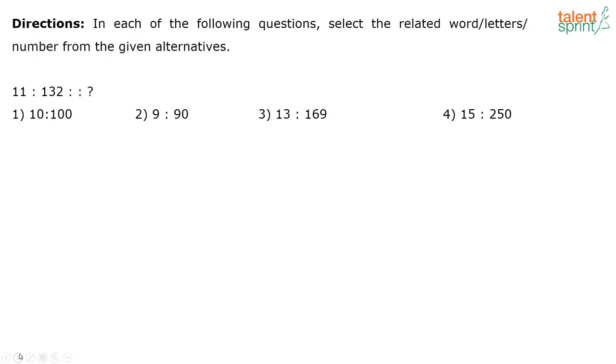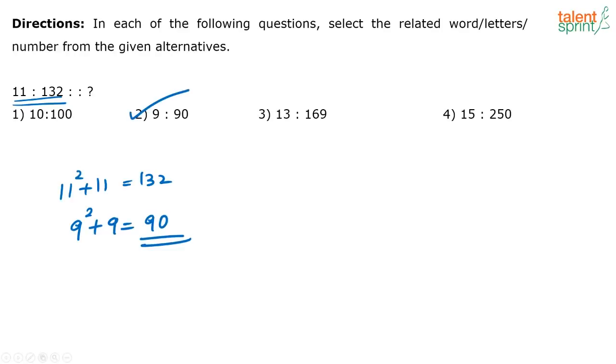Next, 11 is to 132 as question mark. So which two numbers are following the same relationship as these two numbers? See, what is the relationship between 11 and 132? 11 squared plus 11, that is equal to 132. So similarly, you have to find two numbers where you are squaring the first number and adding the same number to it, and you are getting the second number. Number which will follow the same logic is this: 9 squared plus 9, that is equal to 81 plus 9 or 90. Correct answer is option 2.